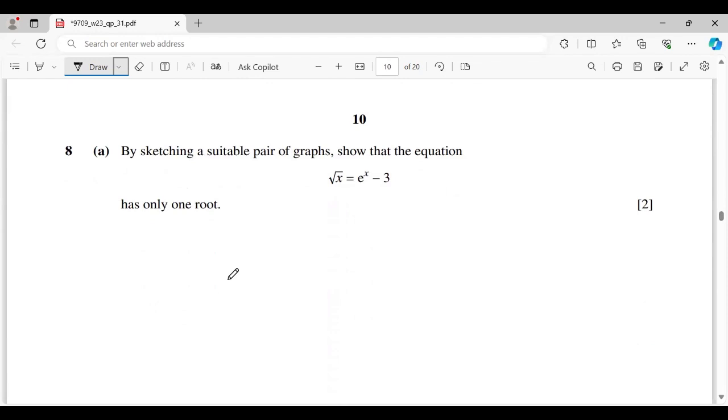Number 8. By sketching a suitable pair of graphs, show that the equation square root x equals e power x minus 3 has only one root. Okay, I'm going to sketch two graphs, this one and this one. So firstly, y equals square root x.